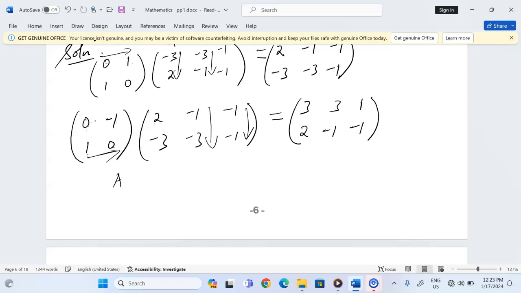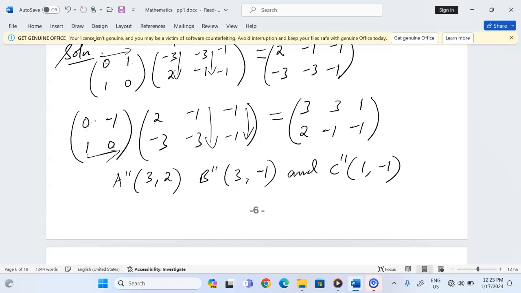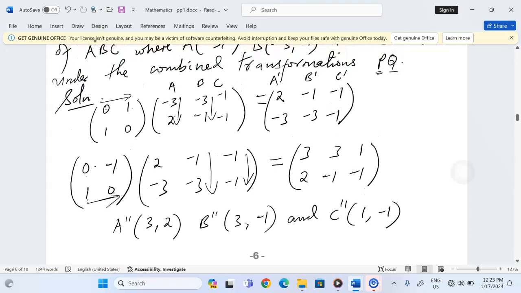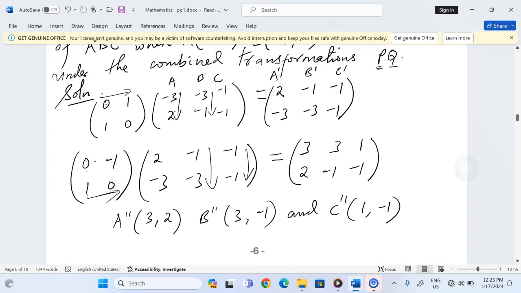Therefore, it means A, the second image, is going to be 3, 2. B, the second image, is going to be 3, -1. And C, second image, is going to be 1, -1. Therefore, that is how successive transformations are interpreted and carried out.